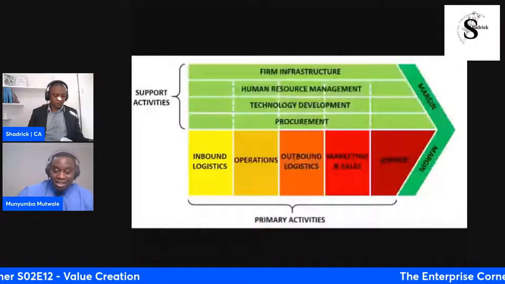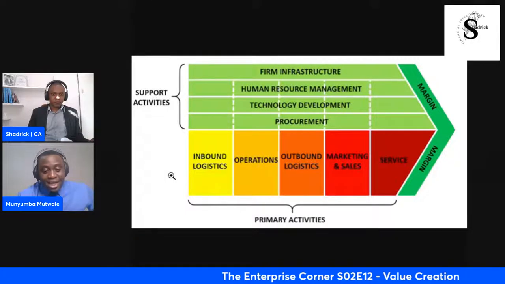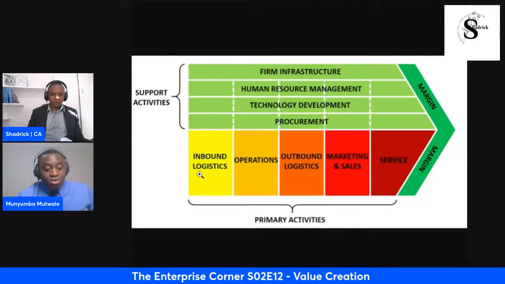But this is an introduction. You're not going to be able to get this just from immediately trying. This is not an instant thing, but it is a way that you're going to be able to understand it. So this is what we call the value chain.